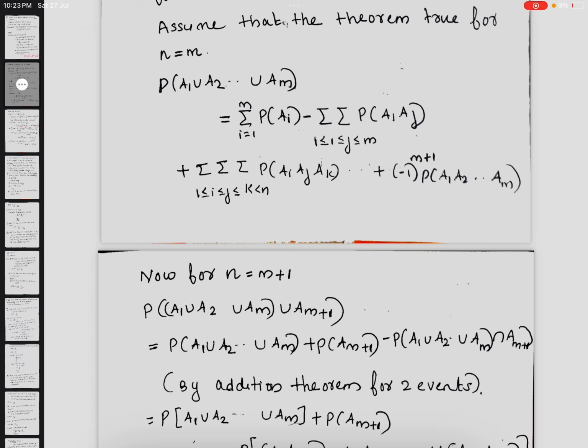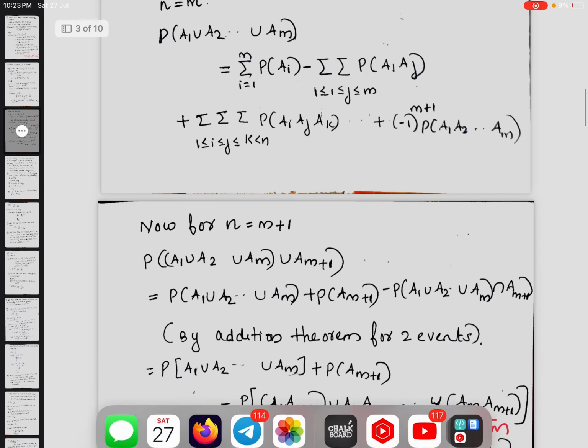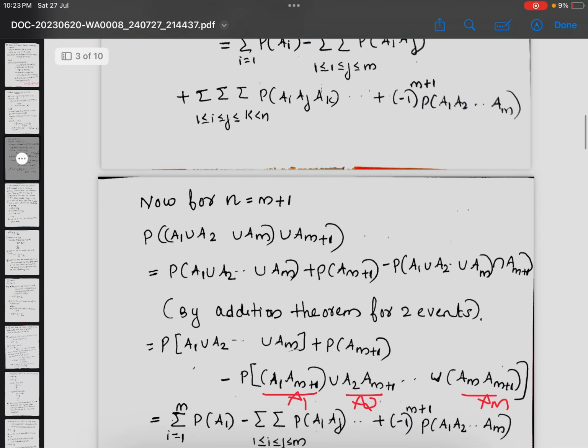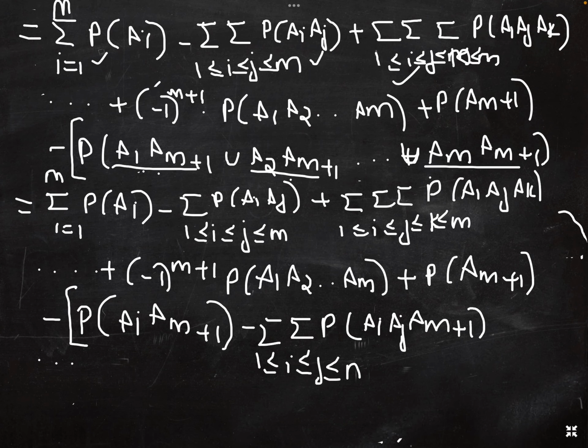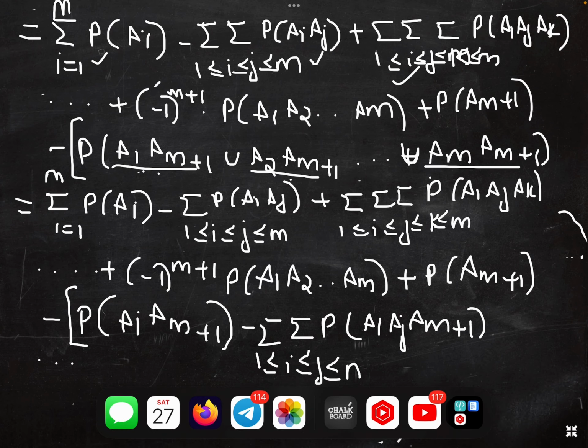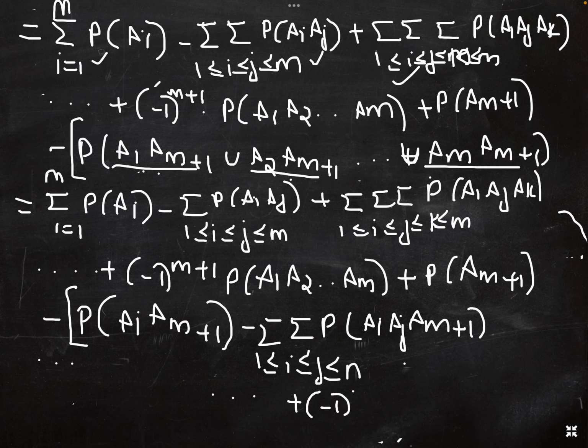Then here minus summation P of A i A j, here summation for A i A j A m plus 1, that is minus summation over 1 ≤ i ≤ j ≤ m, P of A i A j A m plus 1, etc., plus minus 1 raised to m plus 1.